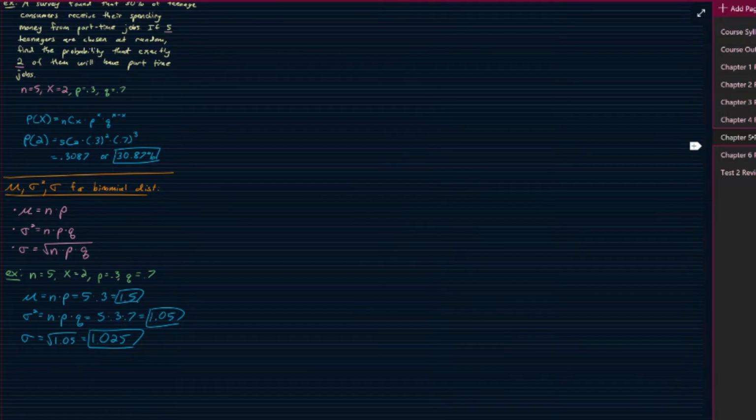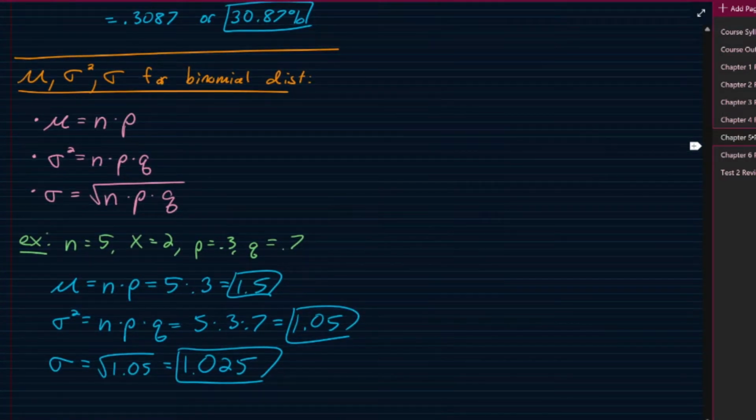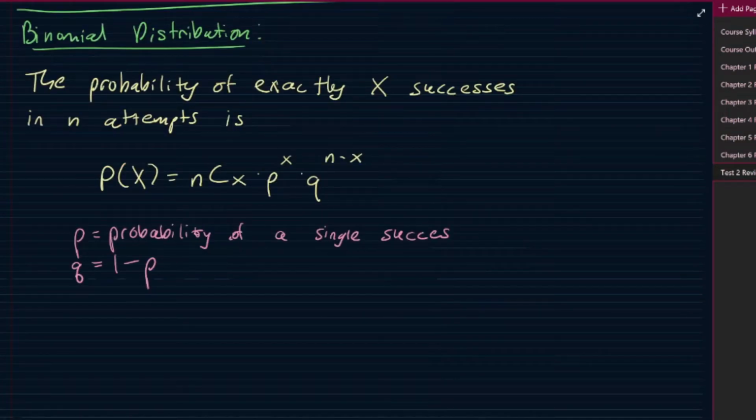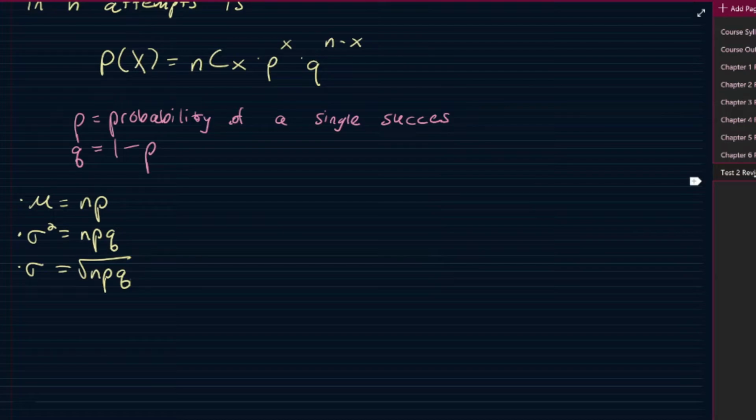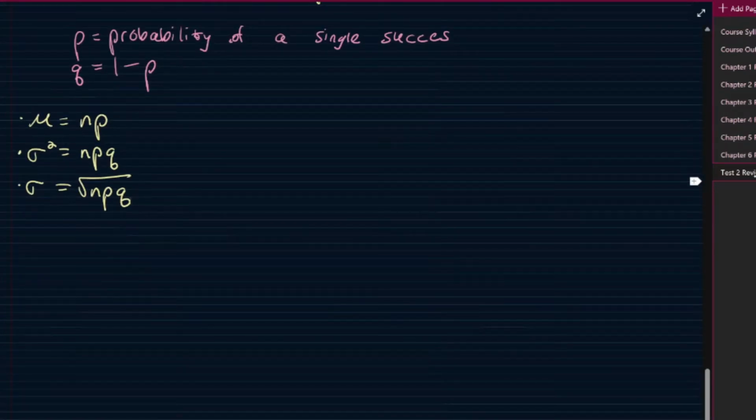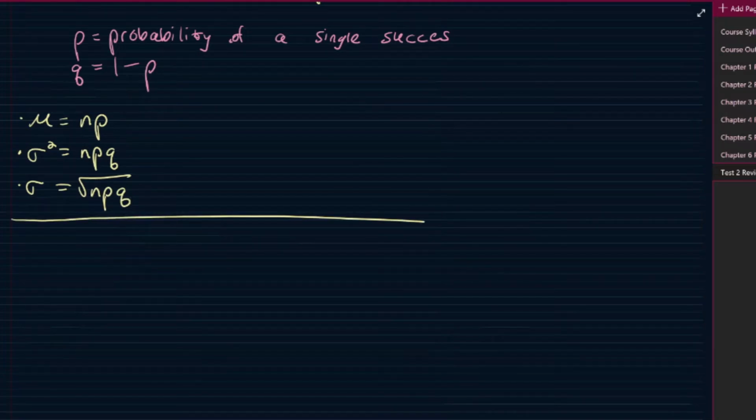And we also discussed what mu, sigma squared, and sigma are for the binomial distribution. And remember, mu is just NP, sigma squared is NPQ, and sigma is the square root of NPQ. Okay. And chapter 6, remember, is on the normal distribution.